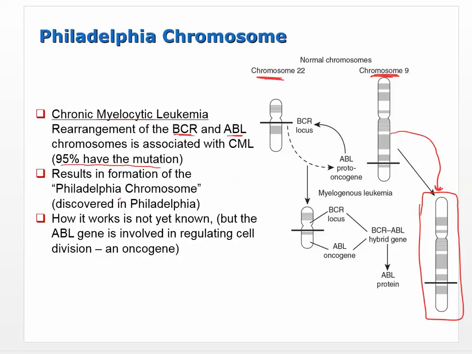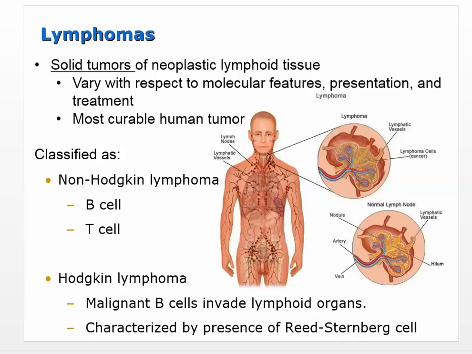Results in formation of the Philadelphia chromosome, which is discovered in Philadelphia. Now, this is what's interesting. How it works is not yet known. We don't know how it works. But we do know that one of the genes, this ABL gene, is involved in regulating cell division, which means that it's an oncogene, or a proto-oncogene if you don't have cancer. But that's what the ABL gene is. It's something that's involved in cell proliferation, division. So we call those oncogenes, and sure enough, it seems to be playing a role in this Philadelphia chromosome. Okay, so those are the cancers. So mainly just knowing the difference between the acute versus chronic, some of the details that I mentioned.